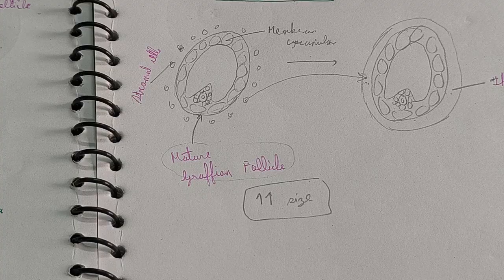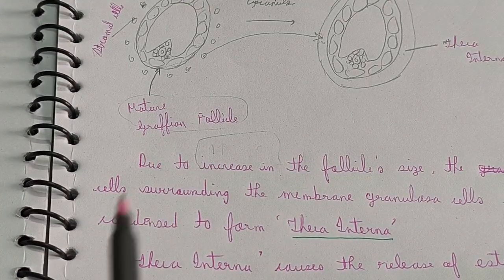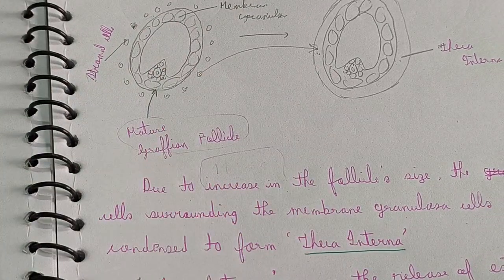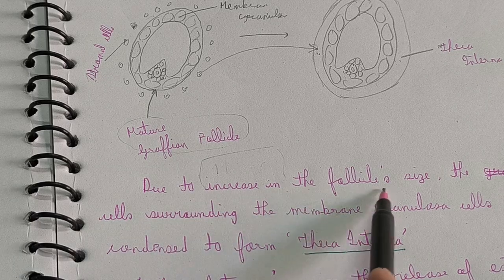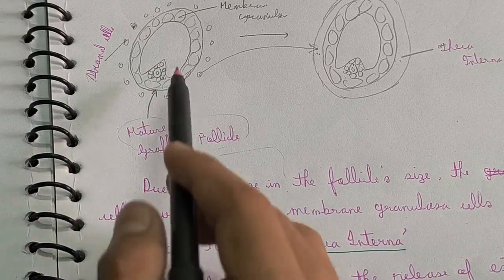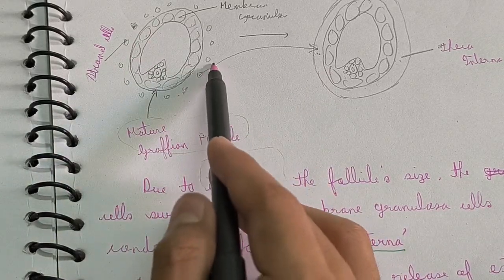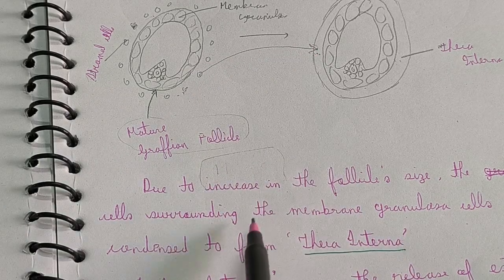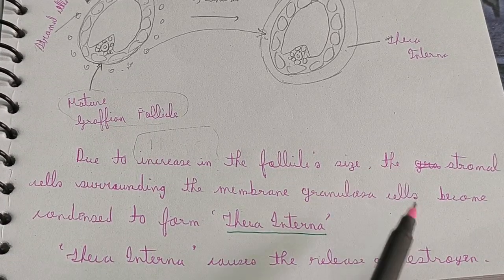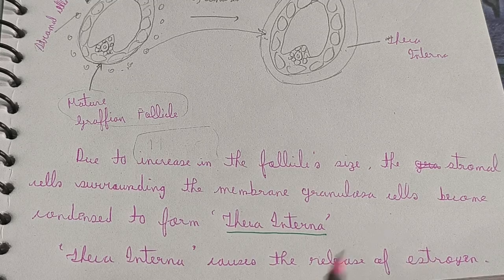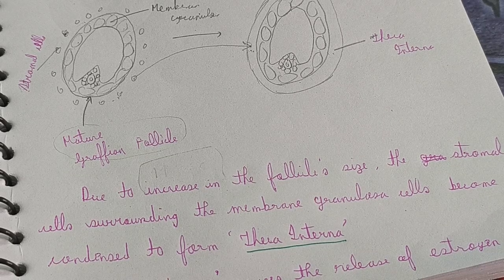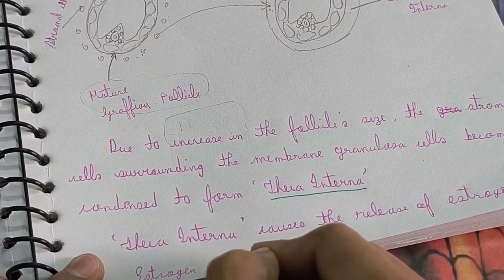Now that portion I've written, let's see: due to the increase in the follicle size, this mature Graafian follicle, definitely the size will increase. The stromal cells surrounding the membrane granulosa cells get condensed to form theca interna. And the most important thing is that this theca interna causes the release of estrogen, and this estrogen causes ovulation.